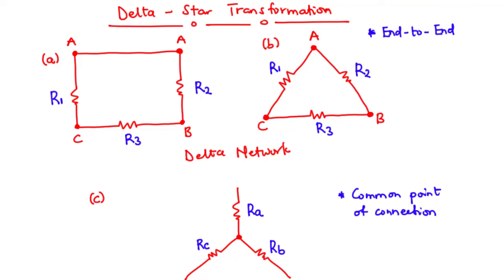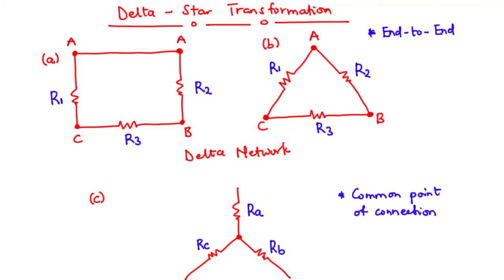Now, in such a situation, it is very important to convert from delta to star or vice versa. And then once this is done, some resistors will automatically be in series or in parallel, and hence facilitating the finding of the total resistance or the equivalent resistance of that circuit. So what does a delta network look like?